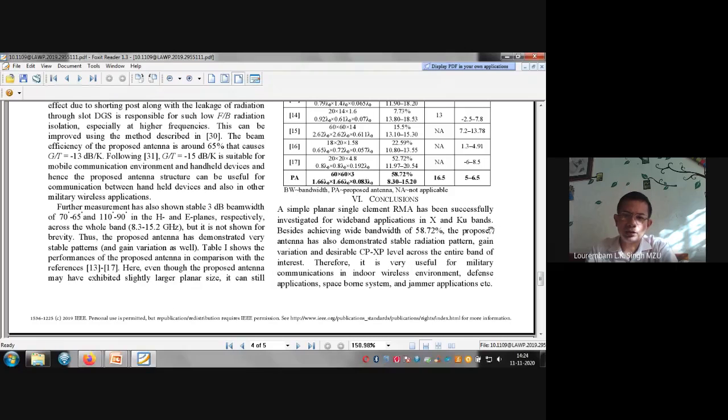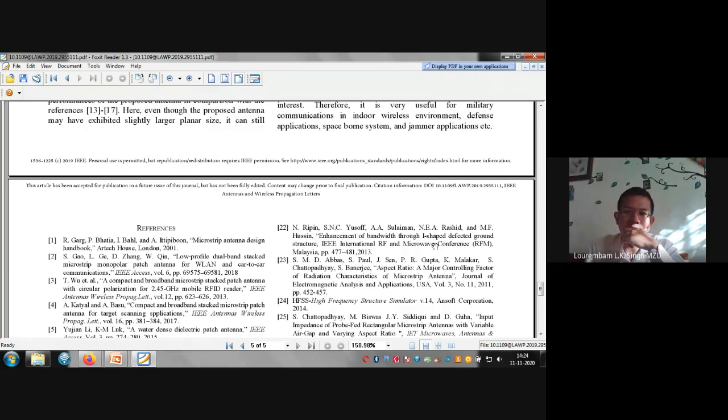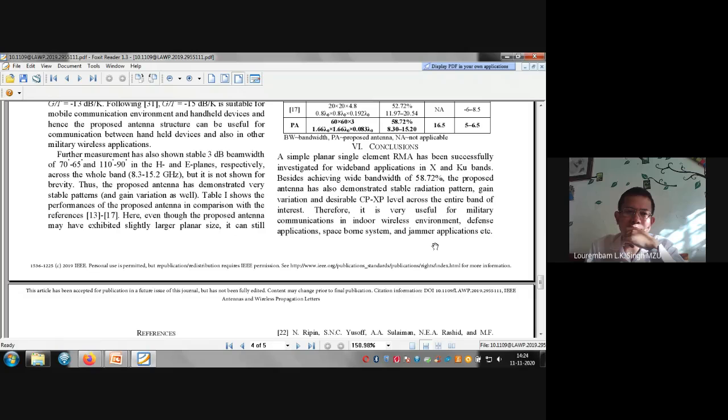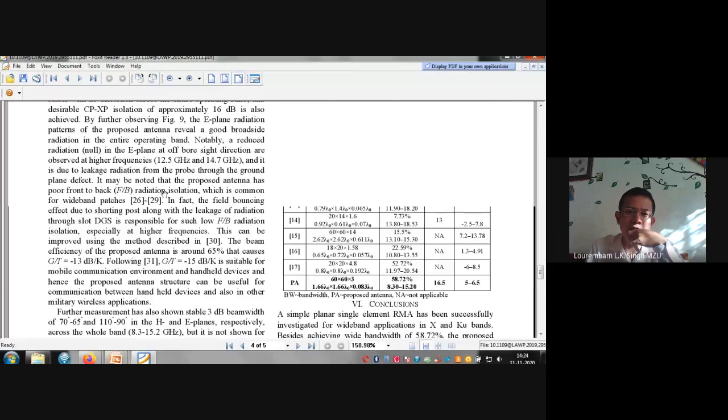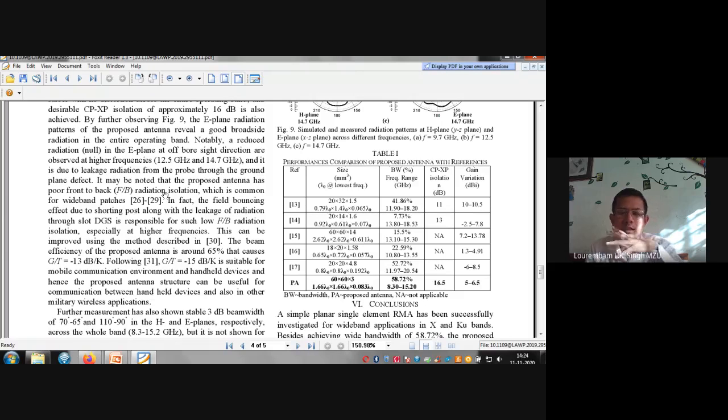So it is working at around 58.7 percent, between around 8.3 to around 15.2 gigahertz. The antenna is working at any frequency within this range.